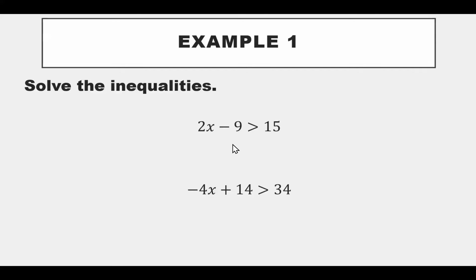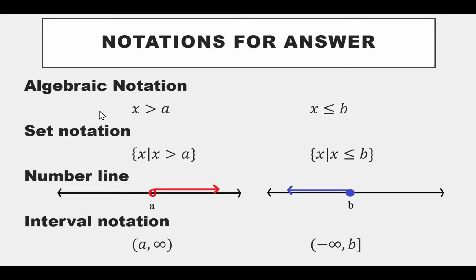Now, our answers were algebraic inequalities in simplest form. We call the way I just wrote my answers the algebraic notation for the answer. However, there's other notations you can use to write your answers as well. So for instance, when we ended up with x was greater than 12, we'd have x greater than 12. That was the algebraic notation.